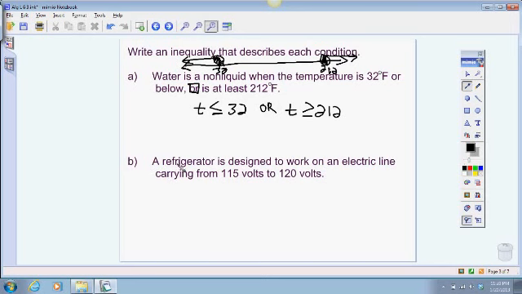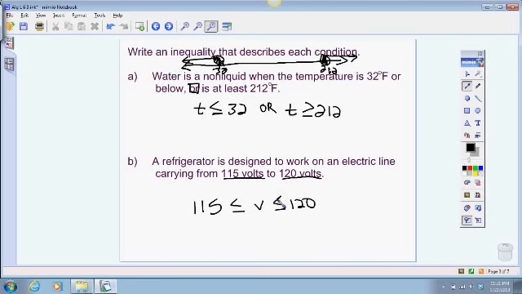Look at part B here. So the refrigerator is designed to work on an electric line carrying from 150 volts to 120 volts. So when you read this and you have to think of an inequality, you kind of think of it as it has to fall between 115 volts and 120 volts. It has to be at least 115. But it can't be any more than 120 volts.